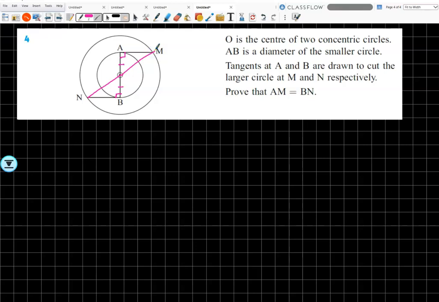What we do know though is this O to N is the radius of the big circle, and O to M is the radius of the other circle. Hello. I reckon we've got plenty of evidence to assume that it's a straight line. N to M is a straight line? Yeah. Why? Well, because both A to M and B to N are at 90 degrees from the origin.